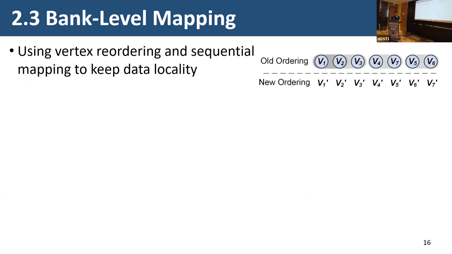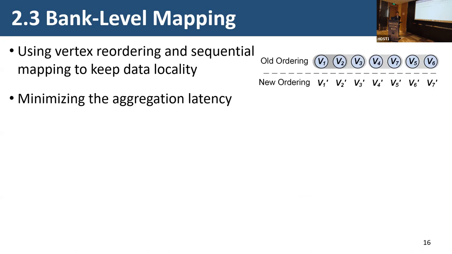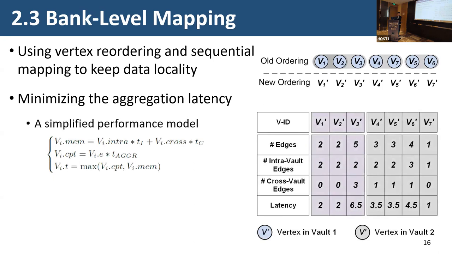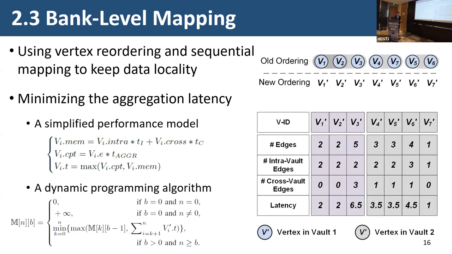Since the adjacent vertices have strong connections after the graph partitioning, GCIM maps vertices sequentially to the memory bank groups to keep data locality. Then we only need to minimize the aggregation latency for workload balancing. A simplified performance model is proposed to evaluate the aggregation latency. Then a dynamic programming algorithm is used to separate and map vertices to bank groups according to the evaluated latency.